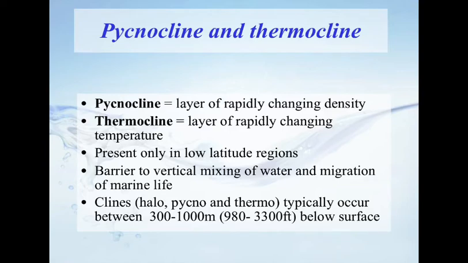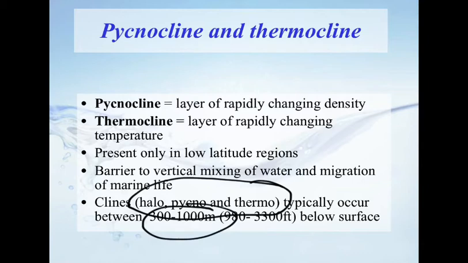So the pycnocline is more common in areas where you have a high differential between a layer of surface water that's less dense and an area of lower, deeper water that's more dense. These three clines together, these are the three clines you need to know, and they all typically occur at that depth, so we're talking about 300 to 1,000 meters, give or take.